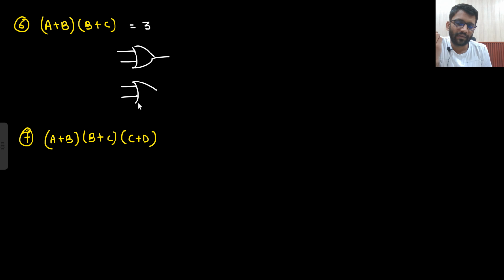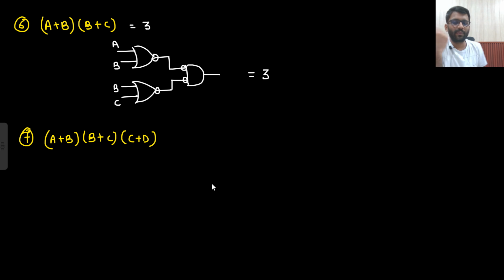A plus B into B plus C. It will also take me 3 only. You can implement it on your own. A plus B into B plus C. A plus B into B plus C. So I will introduce a bubble here, here also, and here also. Okay. So what is the answer? 3. What about this one?